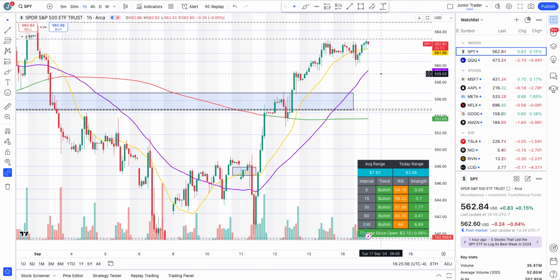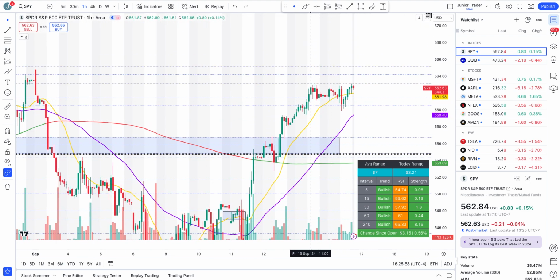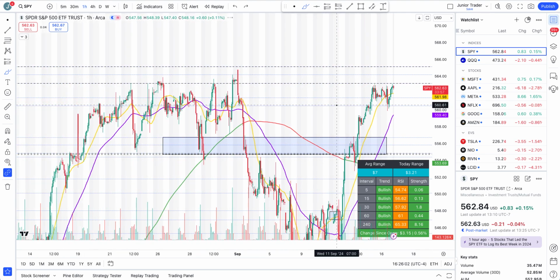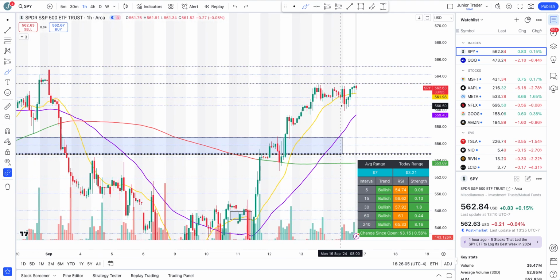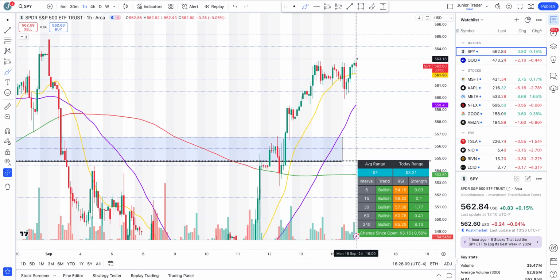Now, is that a possibility? Well, today's pullback, you can see, just got bought back up at one of the levels. Now, from here on, as long as we don't even lose 560.50 tomorrow, we should be fine. You are watching the break of the level of 563.18 for tomorrow for the next leg up.